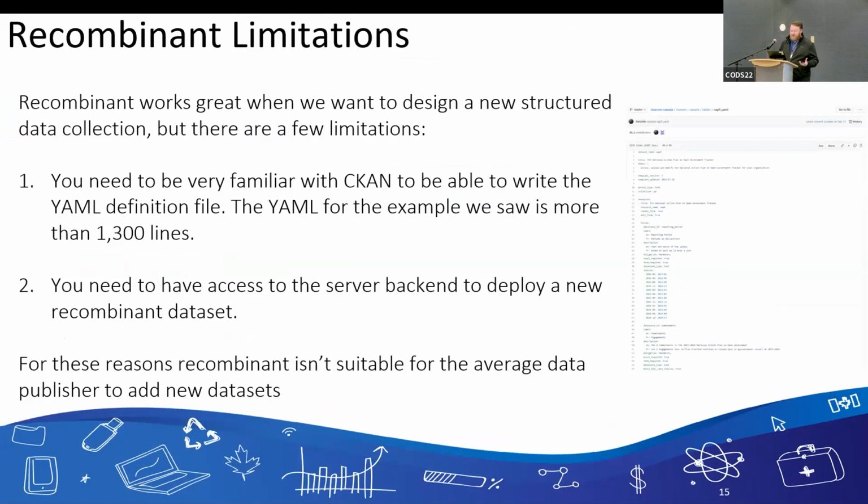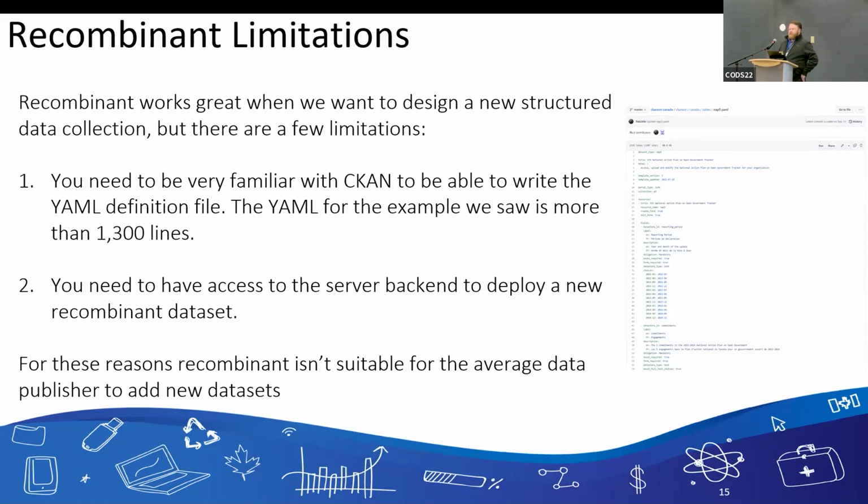But with this, there's also a few limitations. One of the main ones is you need to be super familiar with CKAN in order to write that definition file for recombinant. For the example that we were looking at on screen, the YAML file that you need to write for that is 1,300 lines of YAML. So this isn't really approachable for the average data publisher in a department in order to configure a table that they might just update a few times. The juice really isn't worth the squeeze on that.